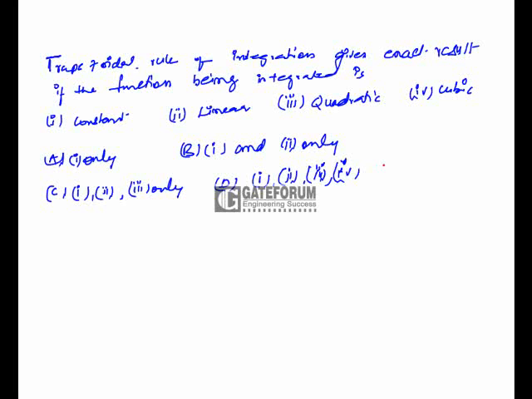Trapezoidal rule of integration gives the exact result if the function being integrated is: first one constant, second one linear, third one quadratic, and fourth one cubic. Here the correct answer is both constant and linear, but not quadratic and cubic.